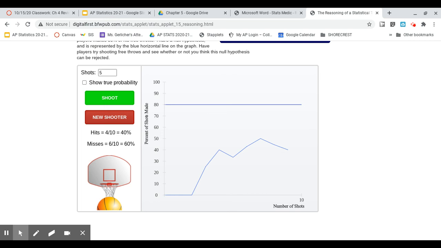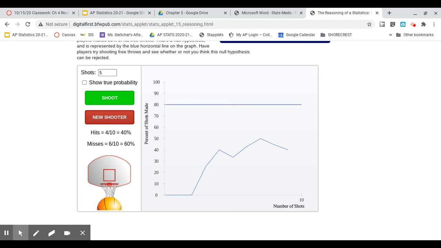She says she has an 80% hit rate. She says 80% of the time she makes free throws. Looking at this data so far, decide for yourself, is this enough evidence to say that yes, she is an 80% free throw shooter, or no, she's not?